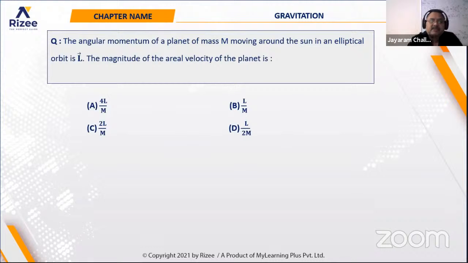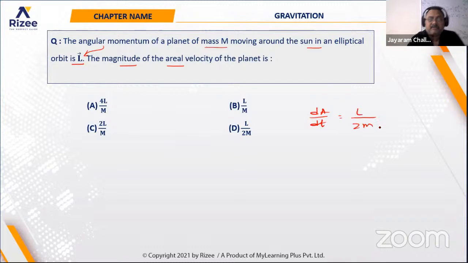The next one is the angular momentum of a planet. This is the previous question itself. The angular momentum of a planet of mass m moving around the sun in an elliptical orbit is L. So angular momentum, he has taken it as L. The magnitude of the aerial velocity, that means he is asking what dA by dt is. How much? dA by dt is L by 2m.